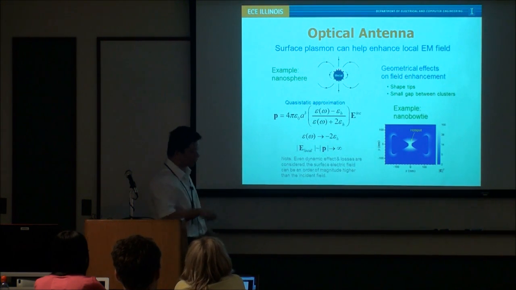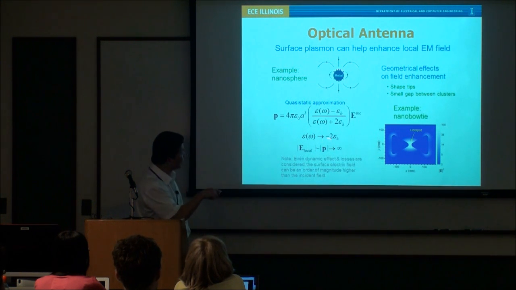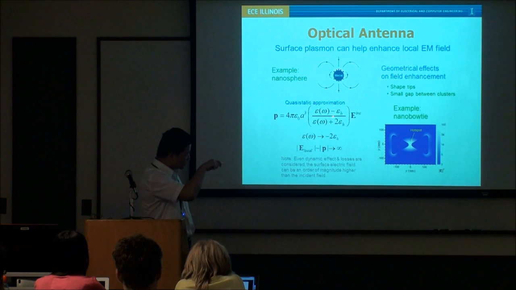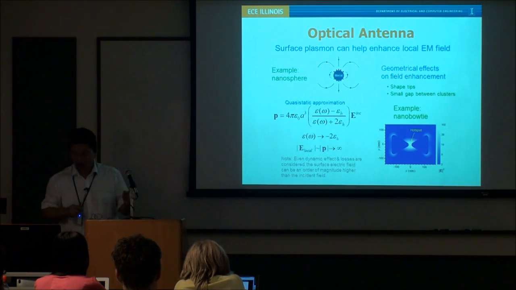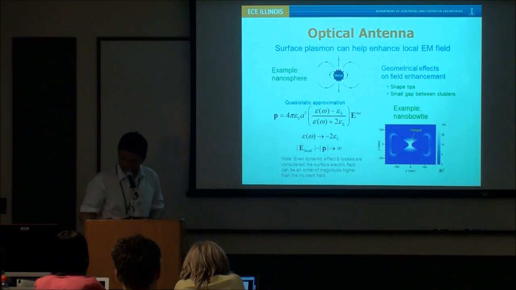Okay, so the real part of your permittivity equals minus 2 times epsilon, the dielectric constant of the actual dielectric material surrounding the metals, and the imaginary part of epsilon has to be close to 0 in this case.